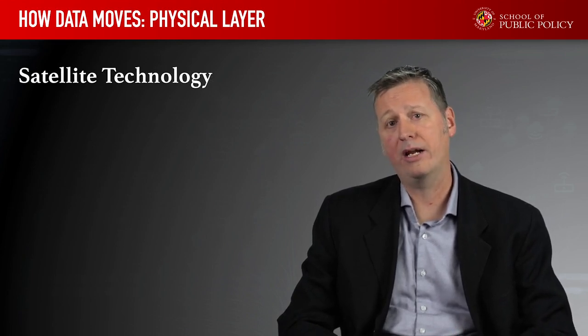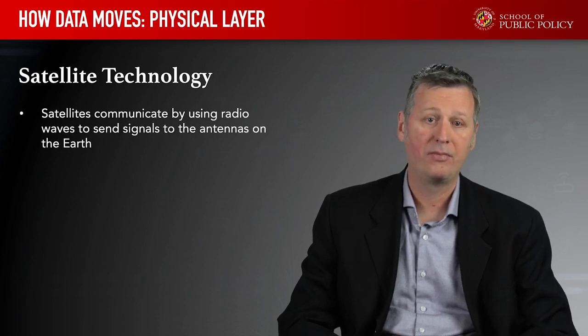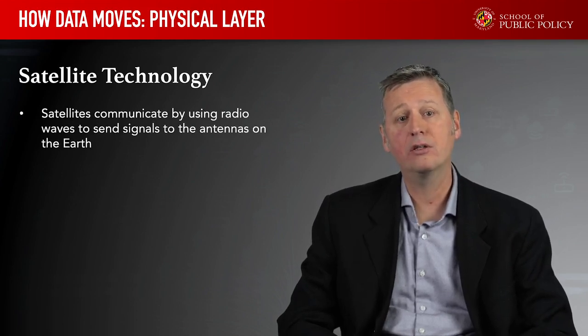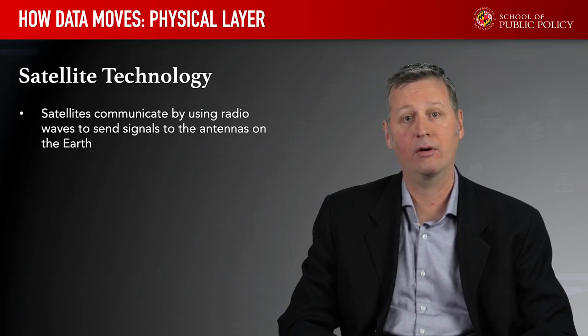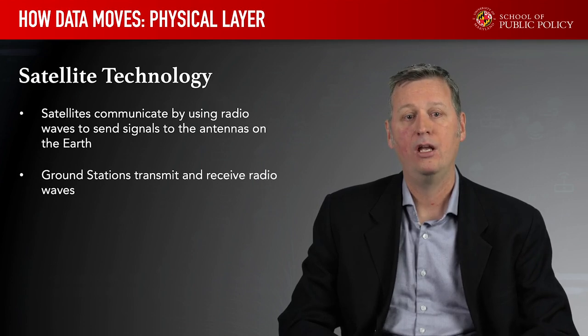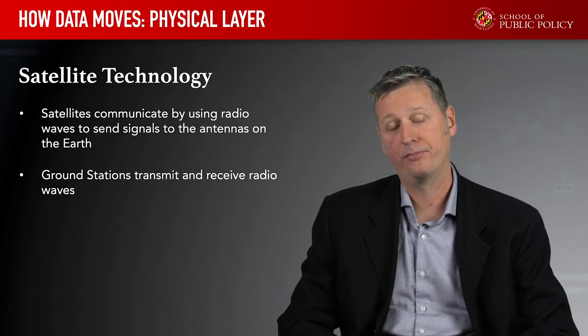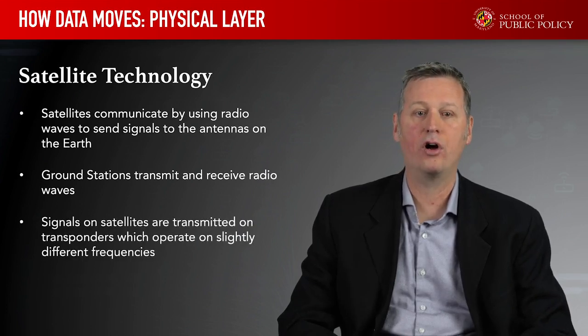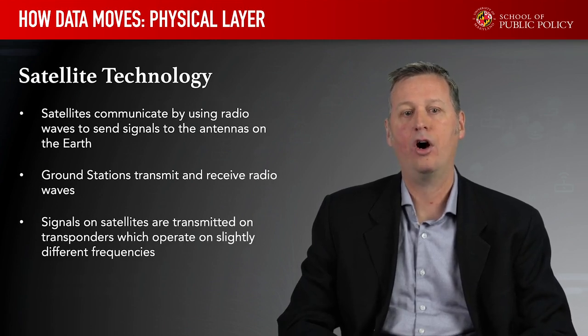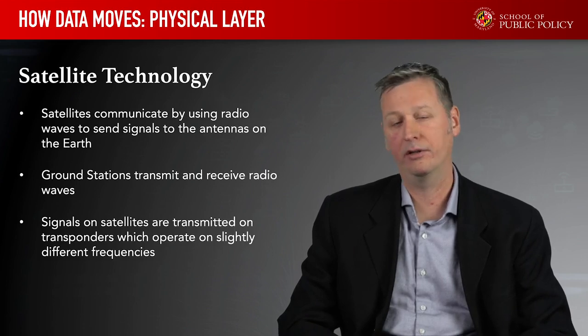The last technology I want to talk about incorporates radio. Satellite technology incorporates radio waves. Satellites communicate by using those radio waves to send signals between antennas on the Earth and the satellites that are going around the Earth. Ground stations transmit and receive those radio waves. And signals on the satellites are then transmitted on what are called transponders, which operate on slightly different frequencies to different points on the Earth.